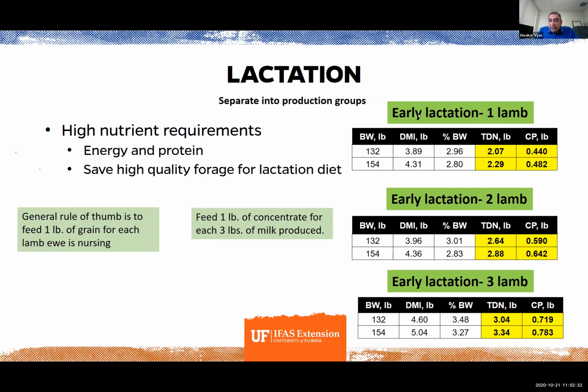So these are the requirements for early lactation: 1 lamb, 2 lamb, and 3 lamb, and you can appreciate the difference in these requirements. As we increase the number of lambs, as we increase the number of nursing lambs, the requirements for energy and protein increase. See?